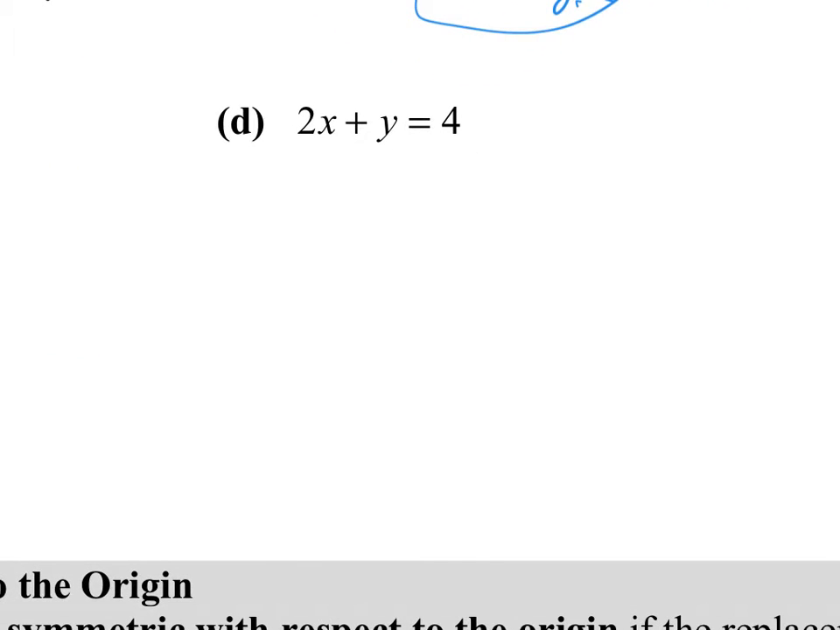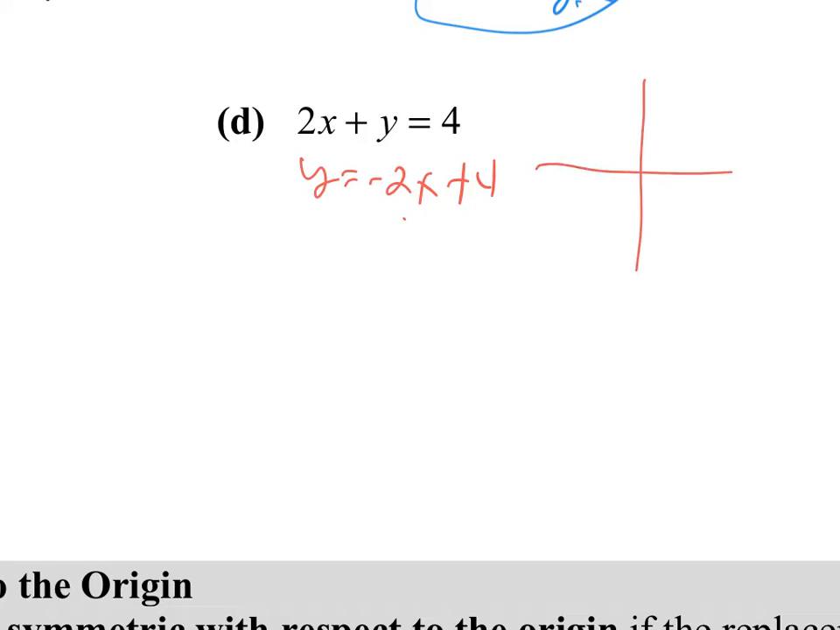This is an equation of a line. You should recognize that as an equation of a line. Let me just solve this for y just so you can see it. If I move the x over, then y equals negative 2x plus 4. Most lines do not have symmetry with either axis.